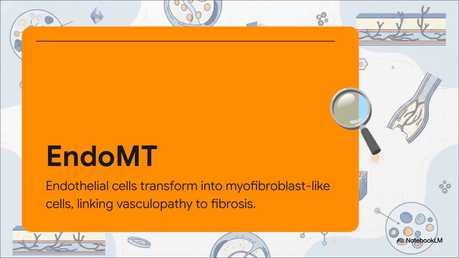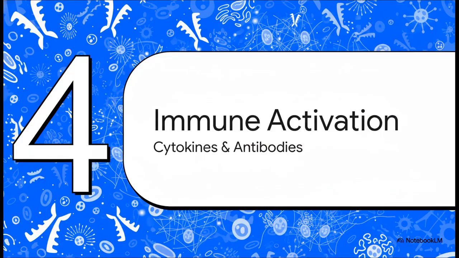They lose their normal vascular identity, dropping markers like CD31 and VE-cadherin, and they gain alpha-SMA, transforming into myofibroblast-like cells. It's the critical point of no return. Injured blood vessel cells turn into aggressive, collagen-depositing factories. This perfectly explains why systemic sclerosis is a true fibrotic vasculopathy. Let's look at section 4, immune activation, cytokines and autoantibodies.